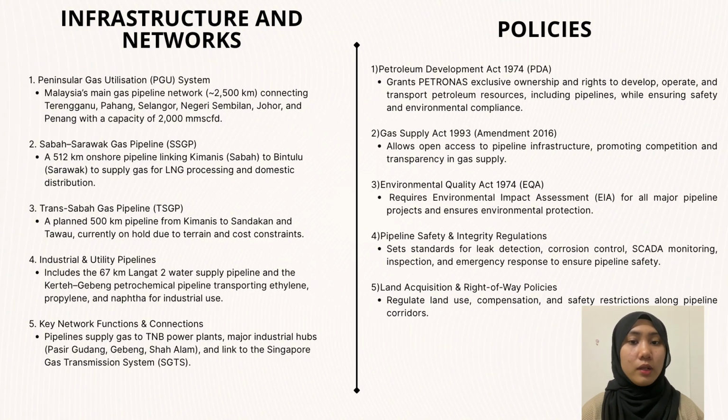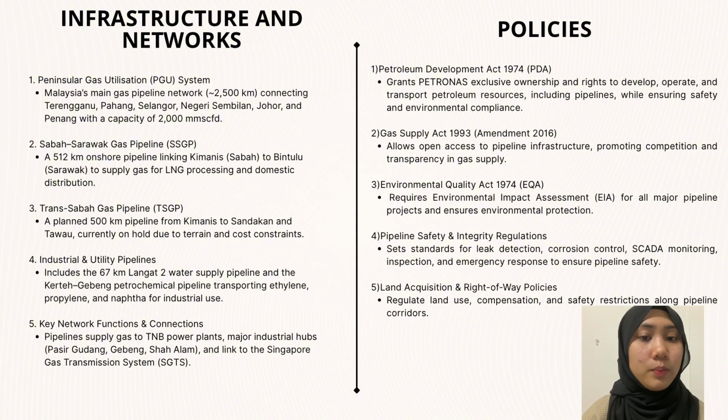We have 5. First thing first, Peninsula Gas Utilization System. Malaysia Main Gas Pipeline Network, 2,500 km, connecting Terengganu, Pahang, Selangor, Negeri Sembilan, Johor and Penang, with a capacity of 2,000 mmscfd.